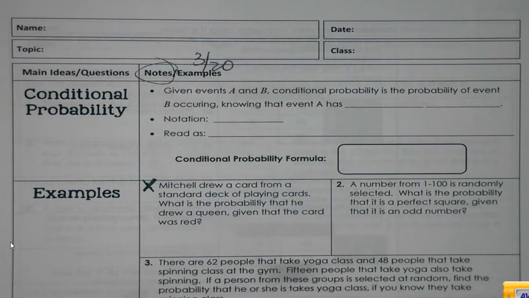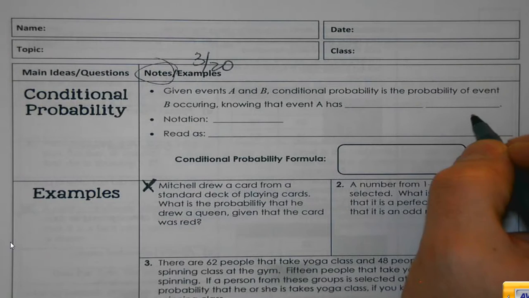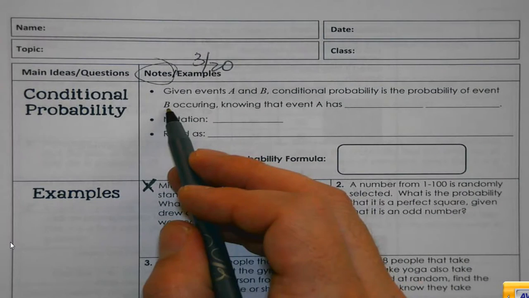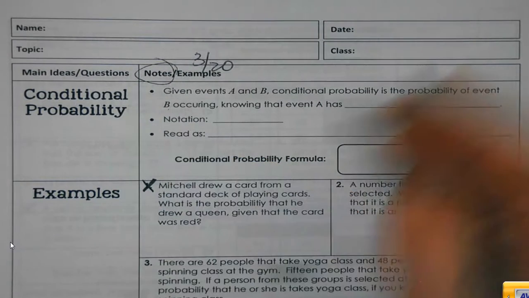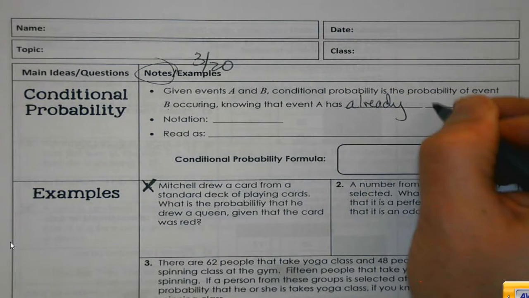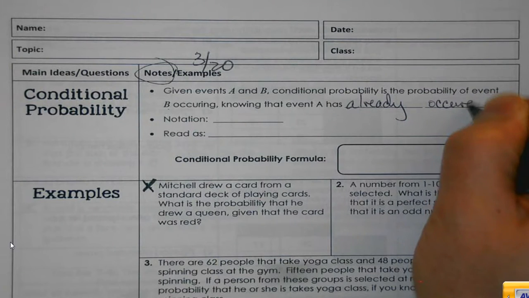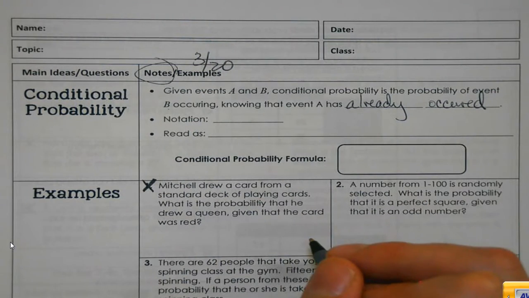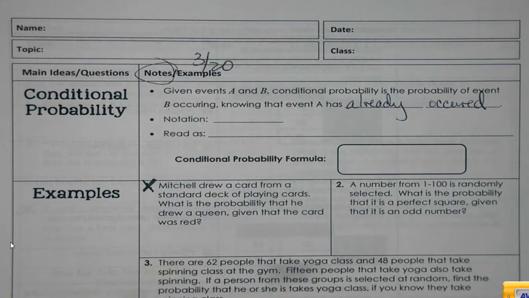So, all right, conditional probability. Now, how's this different from the theoretical and experimental that we've been doing? We're going to have two events that are occurring simultaneously. So what happens is the probability of this certain event occurring, knowing that another event has already occurred. So I know this happened, so now with that happening, what's the odds of this occurring?